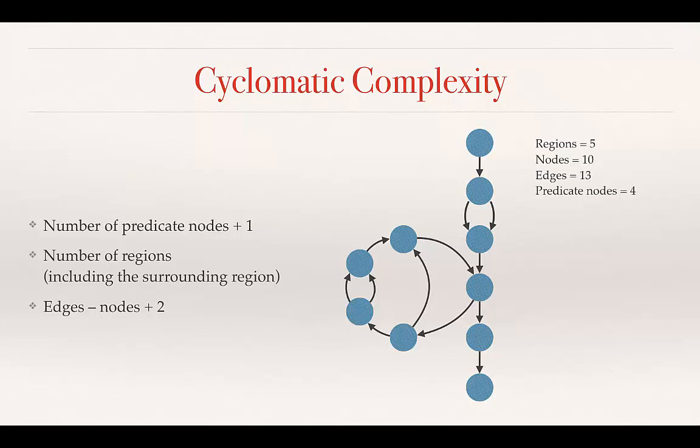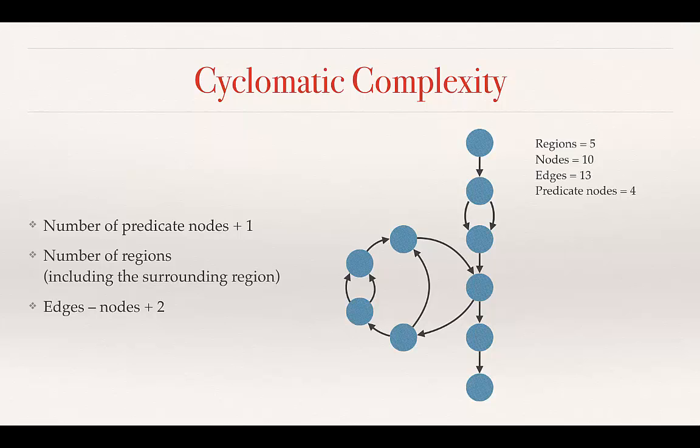Next, you can count the number of regions in your graph. Here there are 5 regions. One region is in the space created by that first if statement. The while loop contains 3 separate regions. And there's a region that surrounds the entire graph. So don't forget to count the surrounding region as a region.